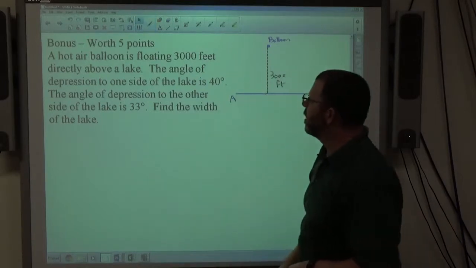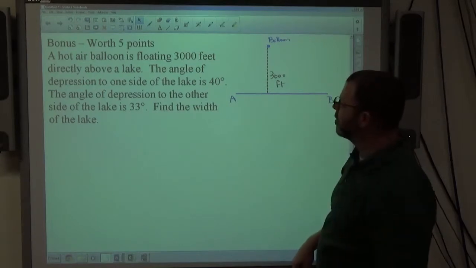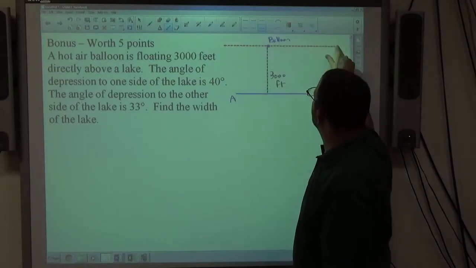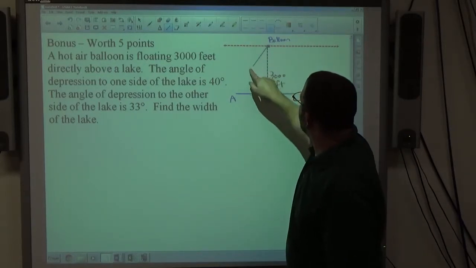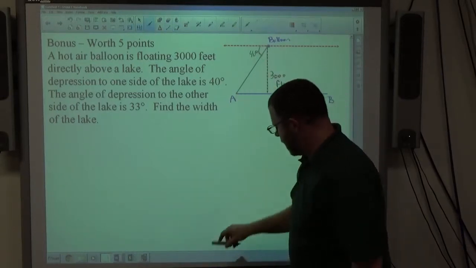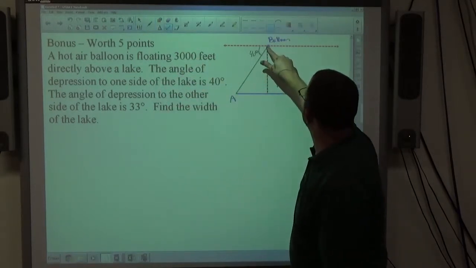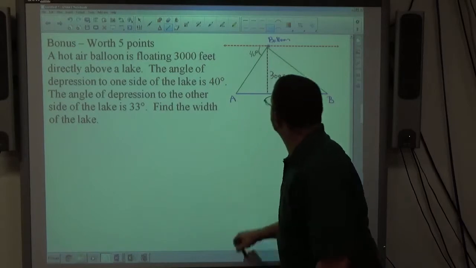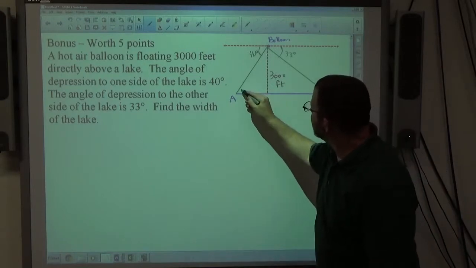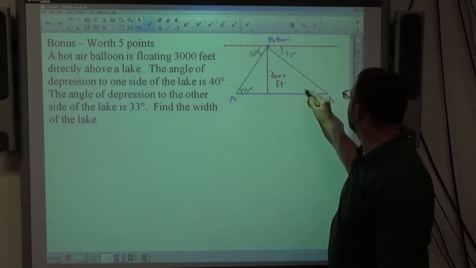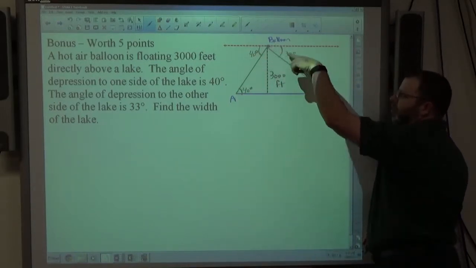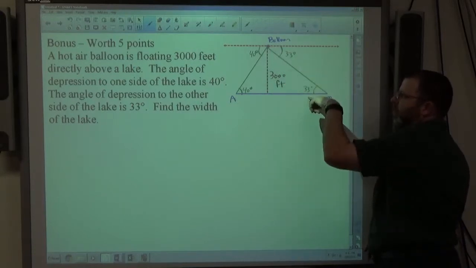It tells us the angle of depression to one side is 40, the angle of depression to the other side is 33. So what they're telling us is if this is the horizon going through the balloon, the angle of depression to one side is 40, and the angle of depression to the other side is 33. What that gives me for this triangle is this angle down here is 40 and this angle down here is 33, because the lake itself is horizontal to the horizon and this is a transversal. These are both acute angles for the same transversal. They're equal. Same deal there.